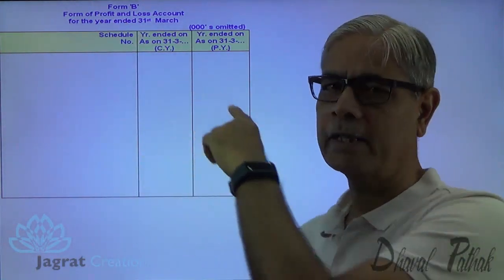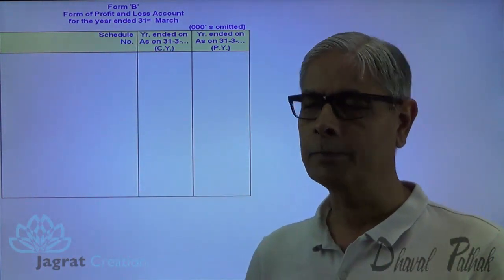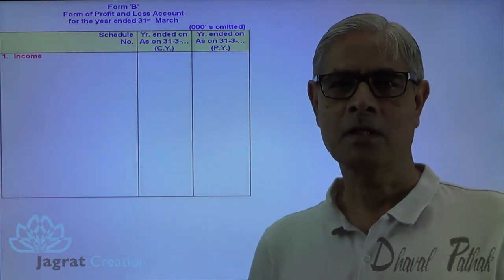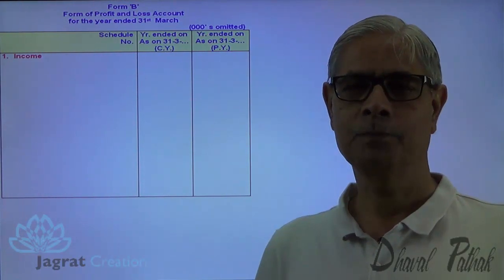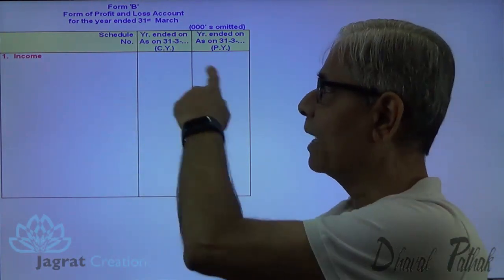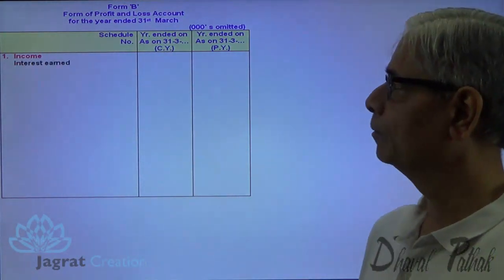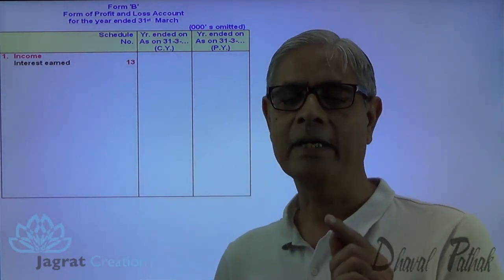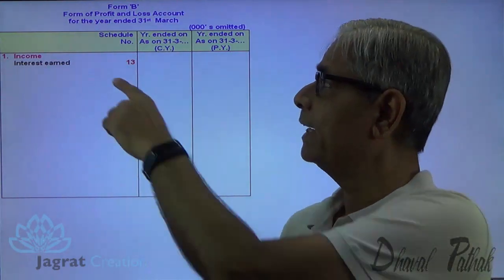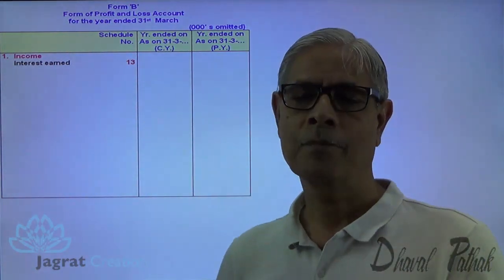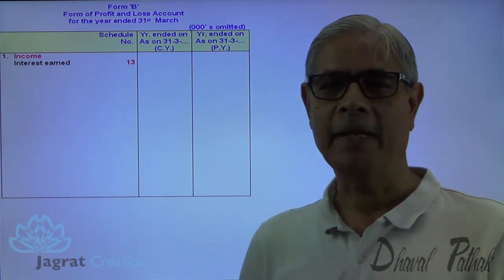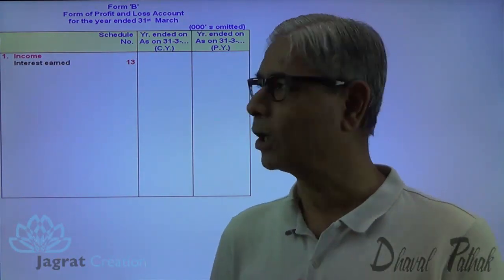The profit and loss account is bifurcated into two parts mainly. One is income, second expenditure. The incomes are bifurcated into two sections. Interest earned. You have to identify the various interest earned income by preparing Schedule 3. I will explain Schedule 3 after a couple of minutes.